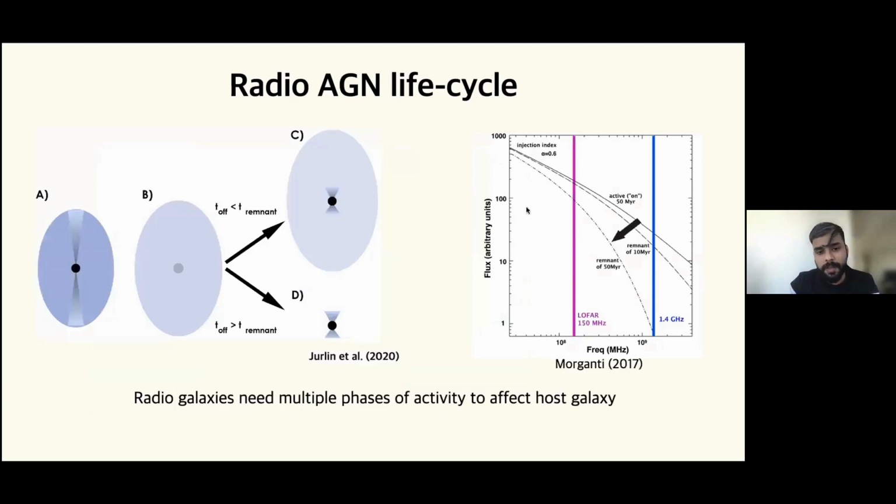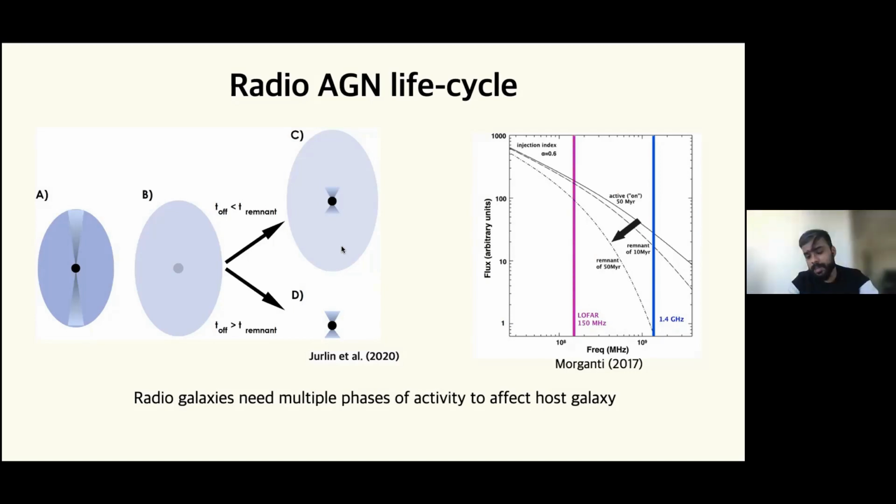So this is how it would relate to the spectrum I showed you before. The active phase would be here, this A. The remnant phase would be here, this B, and the remnant ages. And then depending on when the galaxy restarts, it can of course have different spectra.